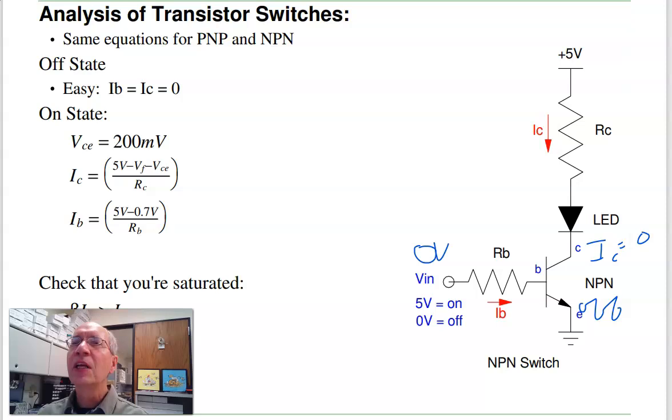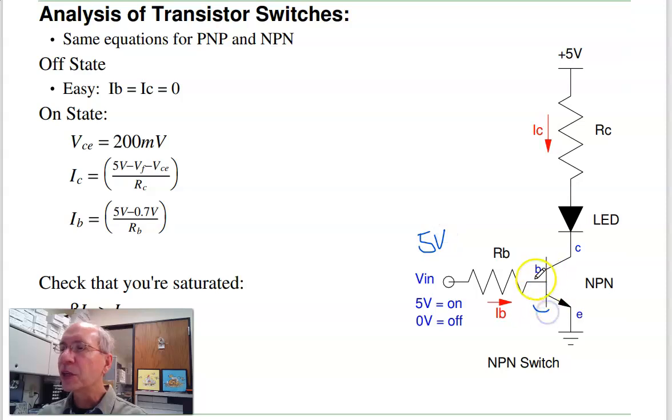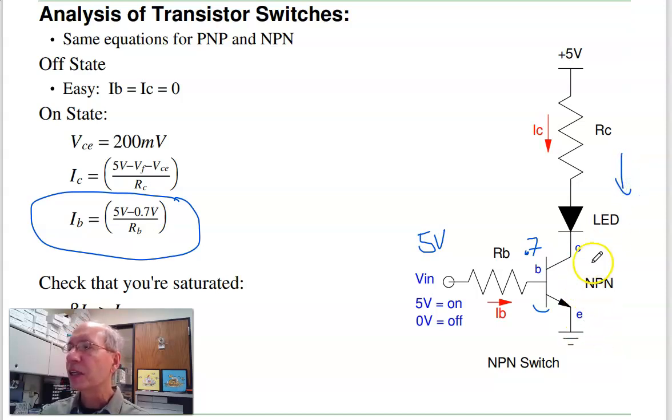That's the easy one. The one you got to work for is on. In the on state, when the input is 5 volts, this is a diode. Voltage drop across the silicon diode is about 0.7. So the current is 5 minus 0.7 over RB. Over here, assuming this is saturated, this is about 0.2 volts. If this is an ideal diode, this is VF. So the current IC is 5 minus VF minus 0.2 over RC. That's the collector current.